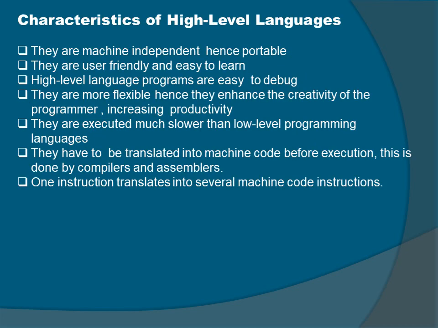Characteristics of high level language. First, they are machine independent, hence portable, so we can execute a program on any different machine. They are user friendly and easy to learn. High level language programs are easy to debug. They are more flexible, hence they enhance the creativity of the programmer, increasing productivity. They are executed much slower than low level programming languages, because a process of compilation takes place. They have to be translated into machine code before execution. This is done by the compiler and the assemblers. One instruction translates into several machine code instructions. So this is about some characteristics of the high level language.